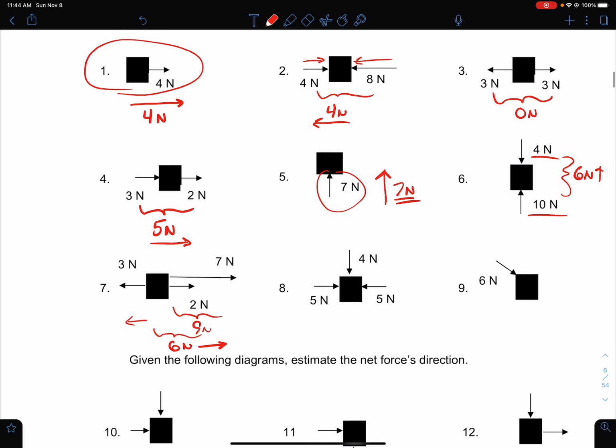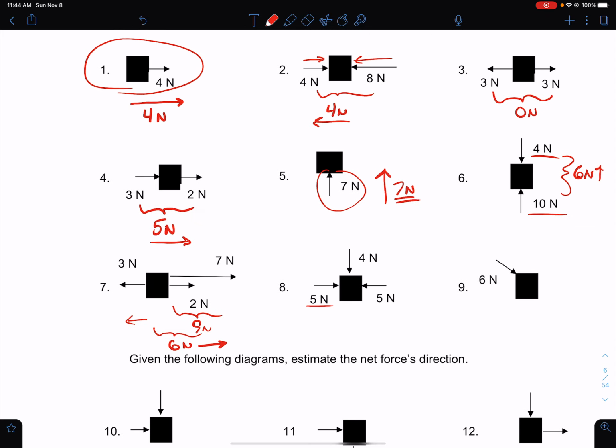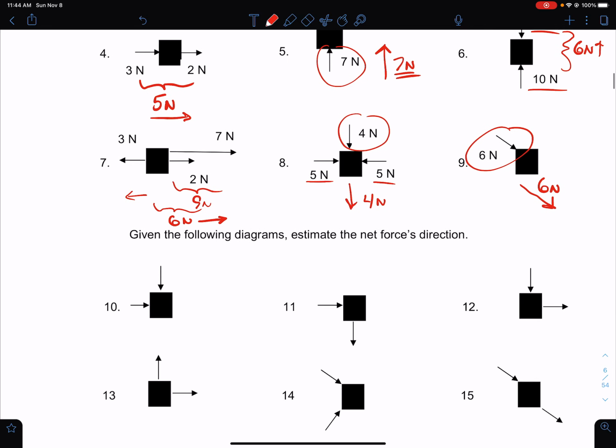You have number 8, you have the two forces left and right. They're canceling each other out. So it's not going to move left or right, but we do have a 4 Newton force that's acting downwards. So the net force here would be 4 newtons down. Number 9, we have 6 newtons acting towards the, let's call it the southeast. There's no other forces acting on it, so our net force would be 6 newtons to the southeast.